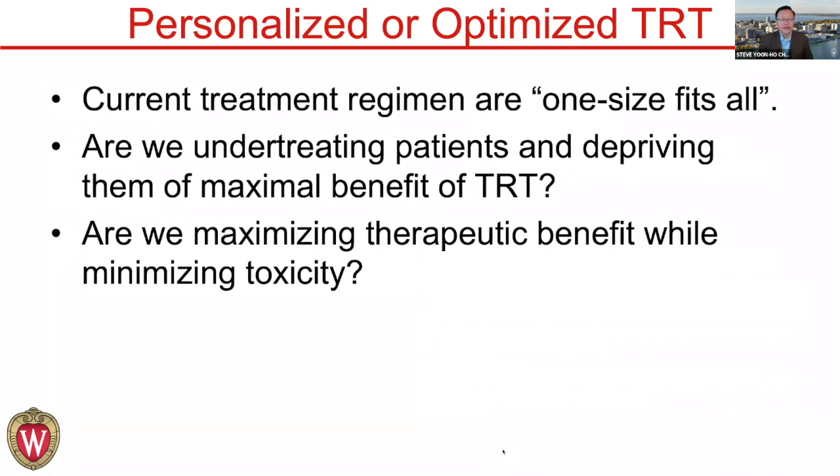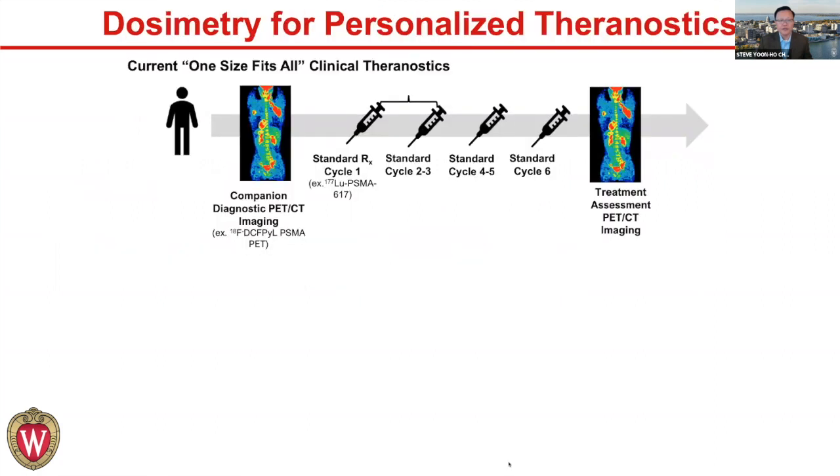So, as you've seen here, the current treatment regimens have some dose adjustments, but they're typically one size fits all, a single 200 millicurie dose for every patient, and 4 to 6 cycles, depending on the treatment. So the question is, are we undertreating these patients and depriving them of the maximal benefit of the targeted radionuclide therapy or theranostic agents? Or are we maximizing the therapeutic benefit while minimizing toxicity? Those are the two goals and the questions that we have.